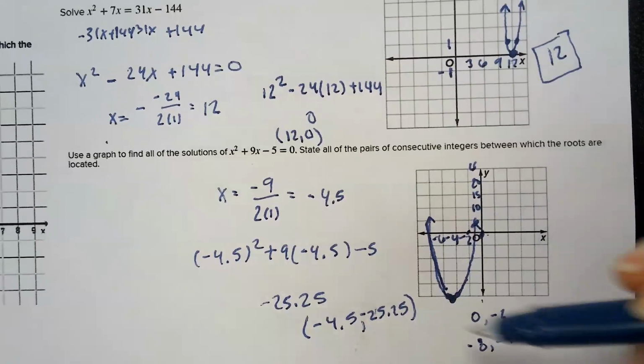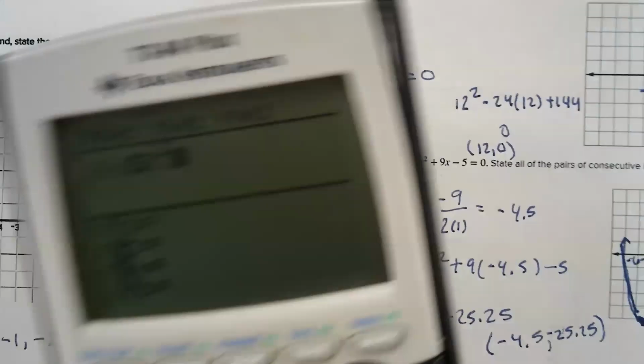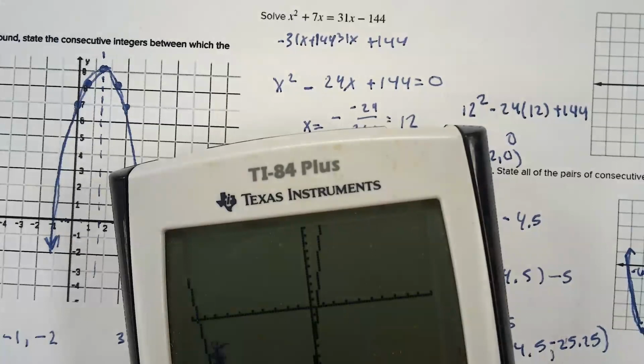But don't you worry, we're going to learn how to do this on a graphing calculator, and then we'll be able to tell exactly. So when we have to estimate this, it can be difficult when doing it by hand, but we can type these into our graphing calculators and find it that way. Let me show you how this is going to be better for us. We got x squared plus 9x minus 5. And I click graph. Then I can see better where it crosses.